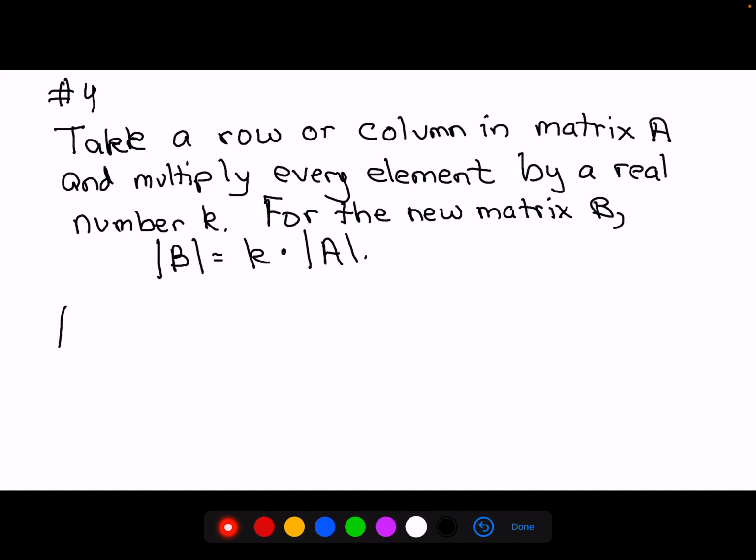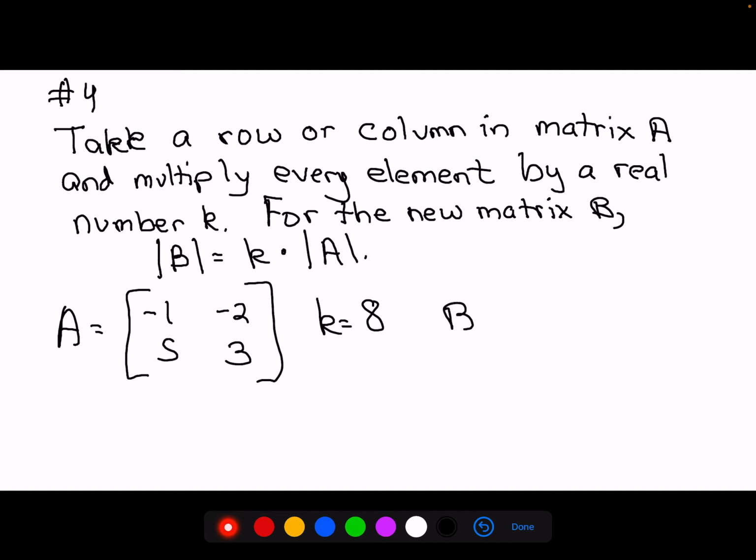All right, so say for example you have matrix A with negative 1, 5, negative 2, and 3 there. And we're going to use 8. I'm going to multiply column 1 by that. It doesn't matter which row or column, but I just picked column 1. So I end up with negative 8 and 40 in column 1 for matrix B. The negative 2 and 3 are still the same. But let's look at our determinants.